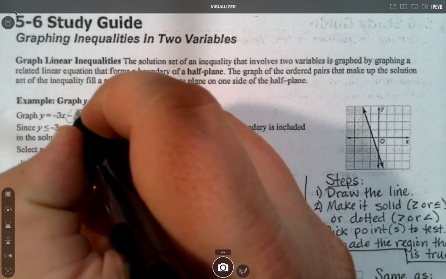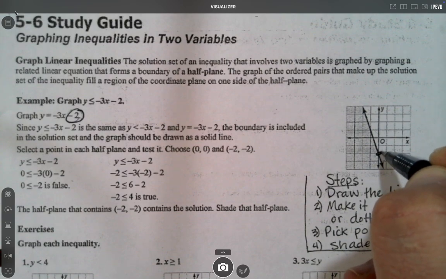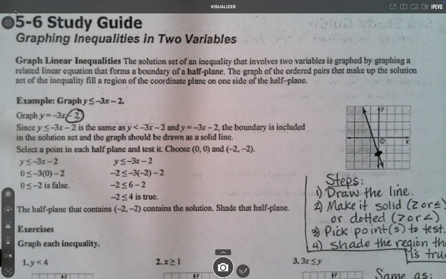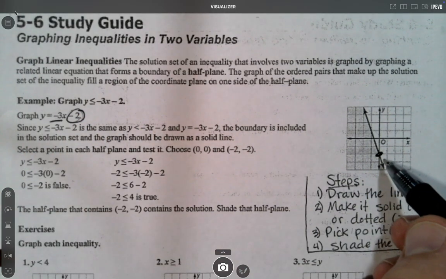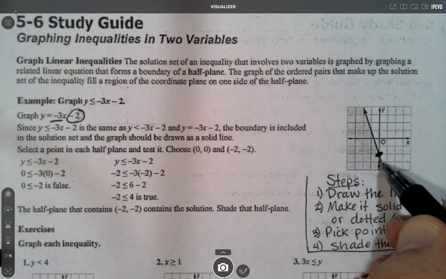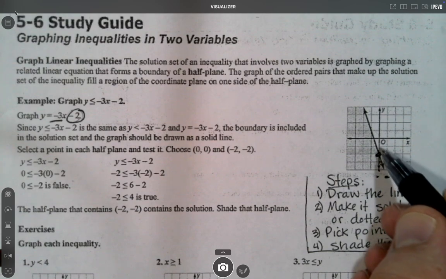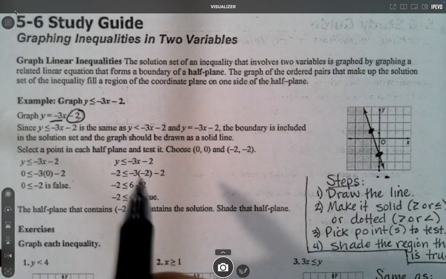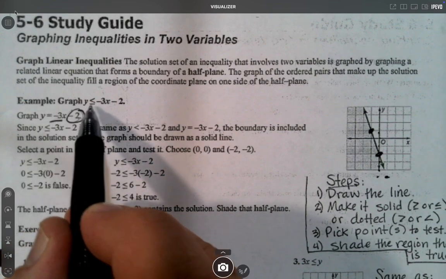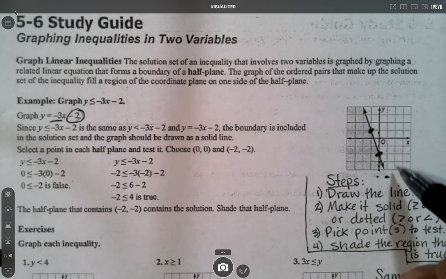Y-intercept first, which is negative 2. So you can see over here, they put a point at negative 2 on the y-axis, because that's what the y-intercept is. And the slope is negative 3. So from that point, you can either go down 3 and over 1, or you can go up 3 and to the left 1. Now, since this has an or equals to, that means you do a solid line. So that covers the line part.